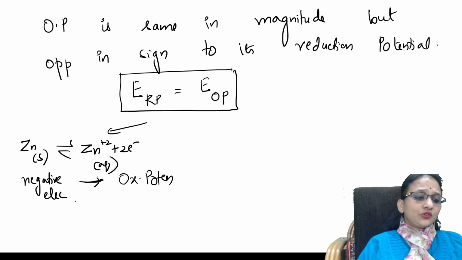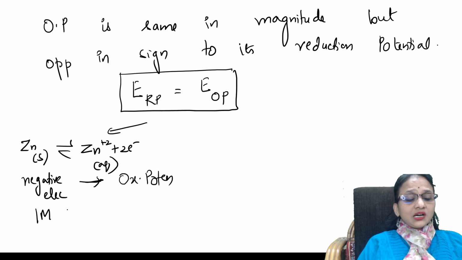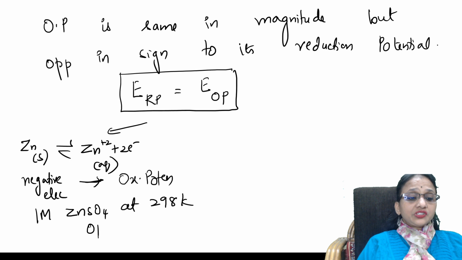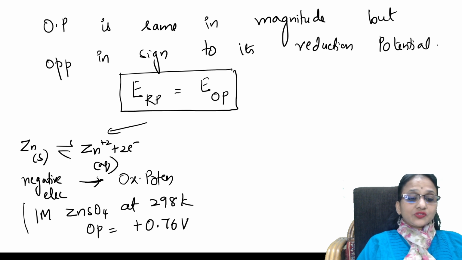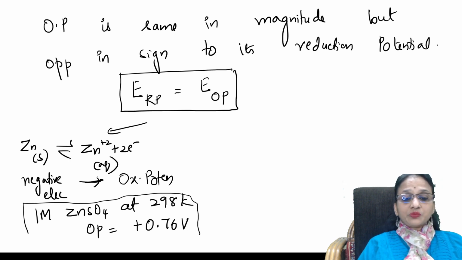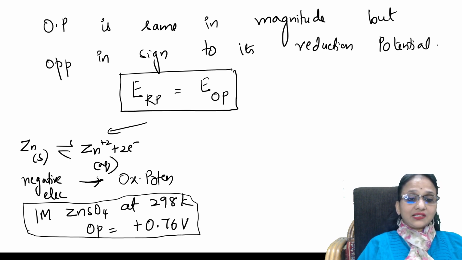How much is this value? For 1 molar zinc sulfate solution at 298 Kelvin, the standard conditions, the oxidation potential, because it is oxidation potential, I'm writing as plus 0.76 volts. Is it understood, students? This is the oxidation potential at standard level.